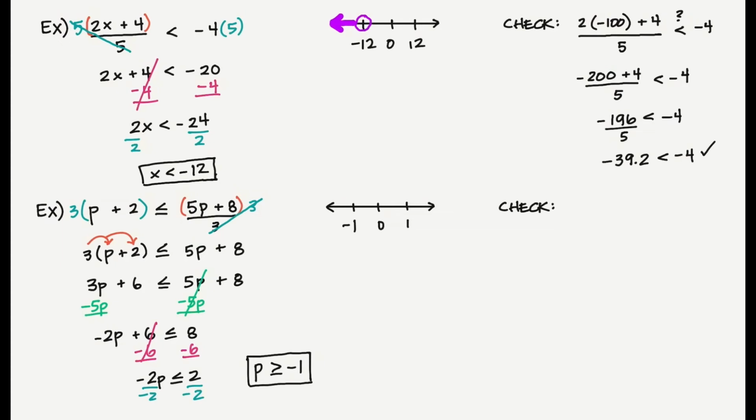So I'm going to have 1 and -1. I'm going to have a closed circle on -1, and I'm going to point it to the right-hand side, everything that is greater than or equal to -1.